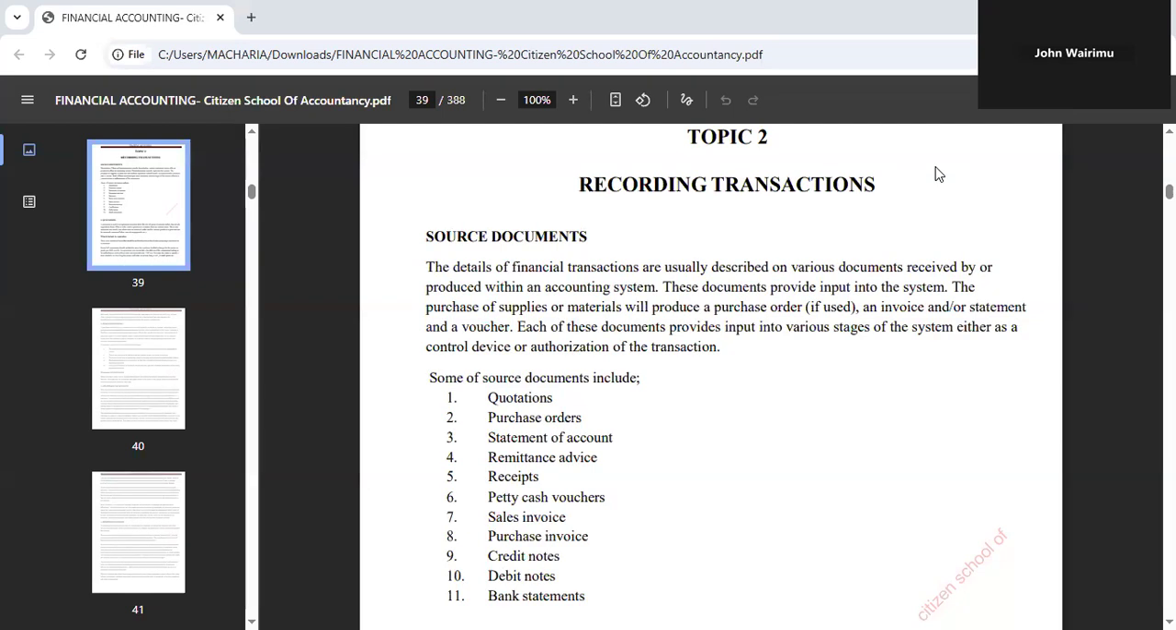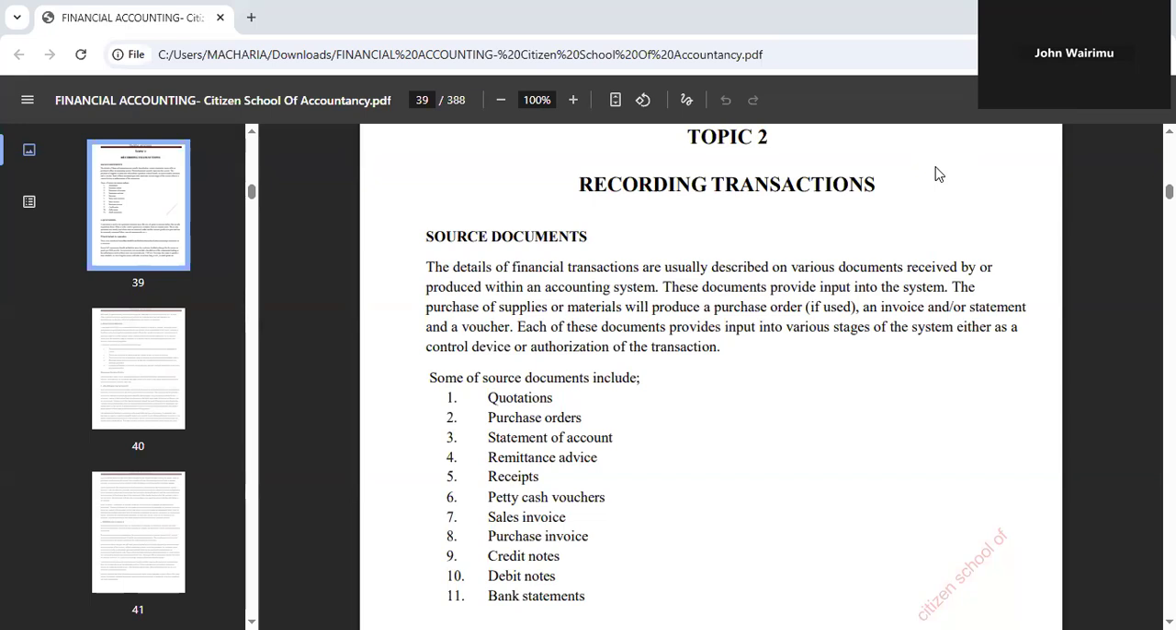So in this session, we are going to look at several documents that as accountants we encounter, and we also look at how to post transactions in those documents.